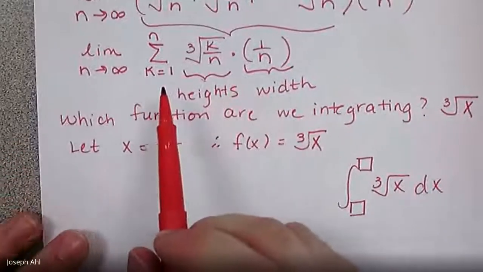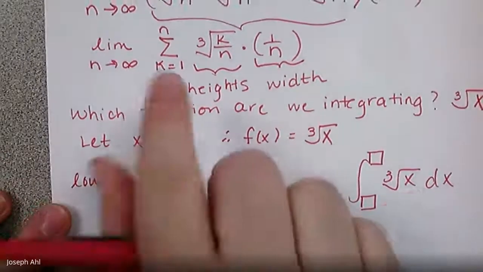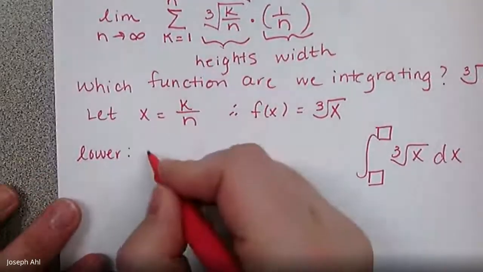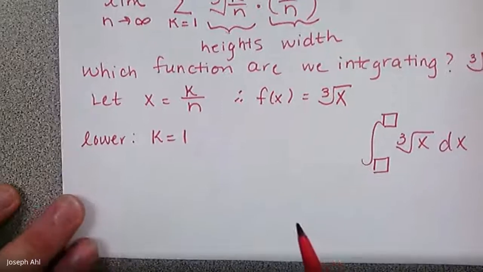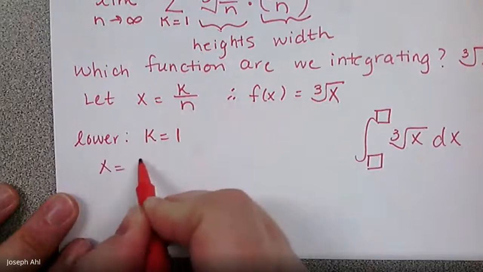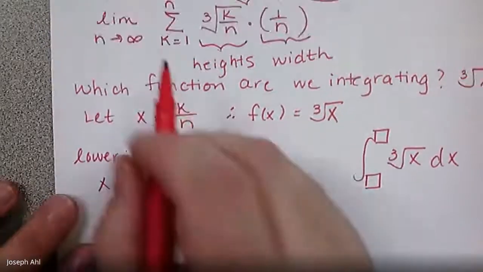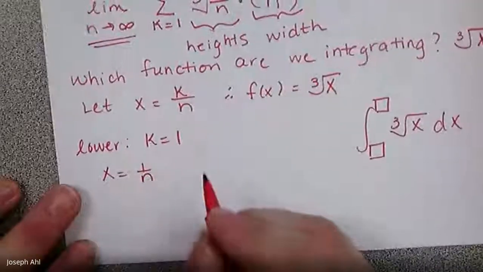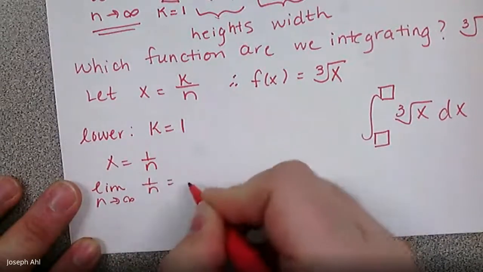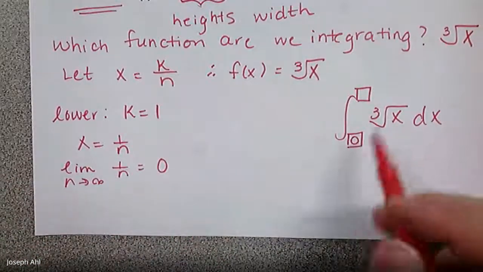So how do we find the bounds? Well, for the lower bound, the smallest value that we can plug into this summation is when k equals 1. So the lower bound occurs when k equals 1. What that means is if k equals 1, then x would equal 1 over n. Remember, we're taking the limit as n goes to infinity. So what is the limit as n goes to infinity of 1 over n? Well, that's pretty easy. That's just 0. So the lower bound of this definite integral is 0.